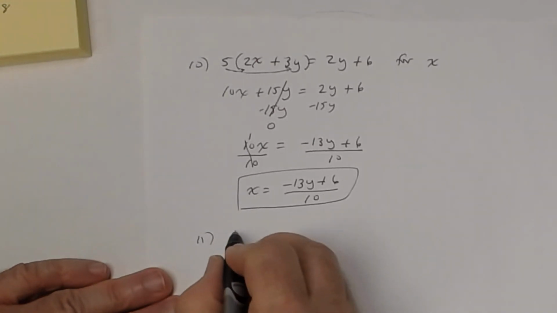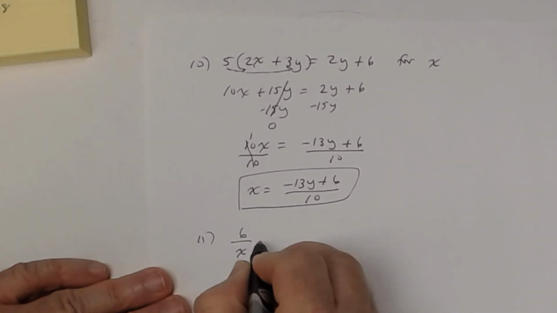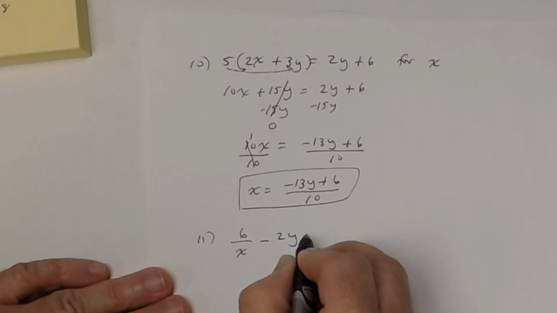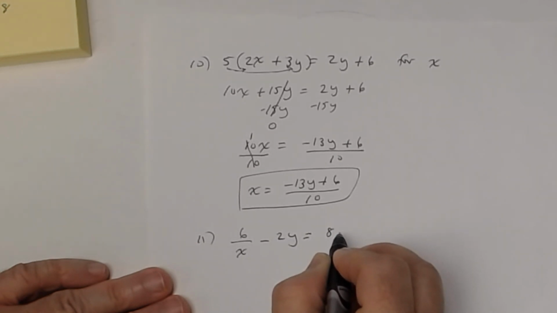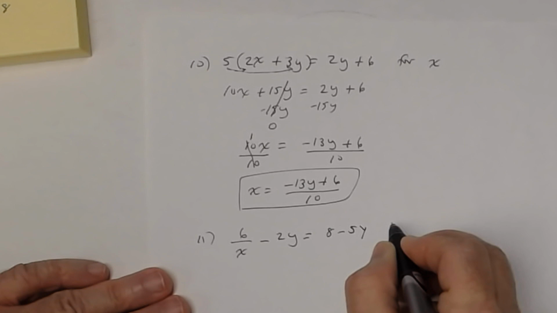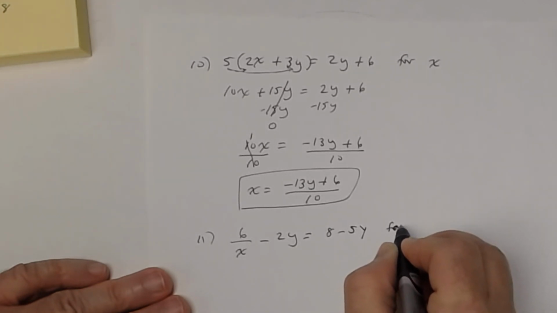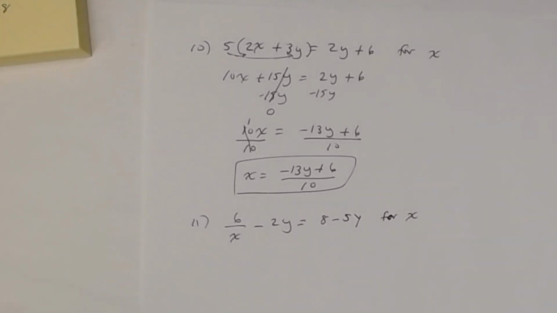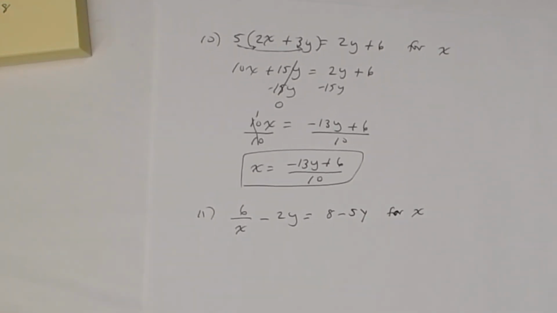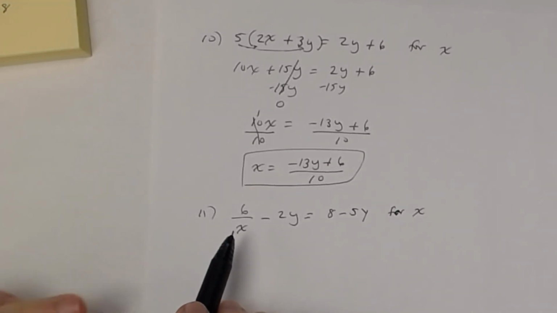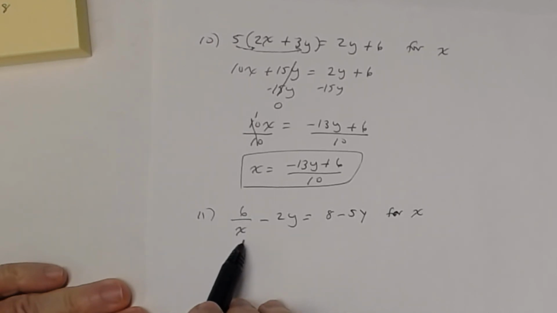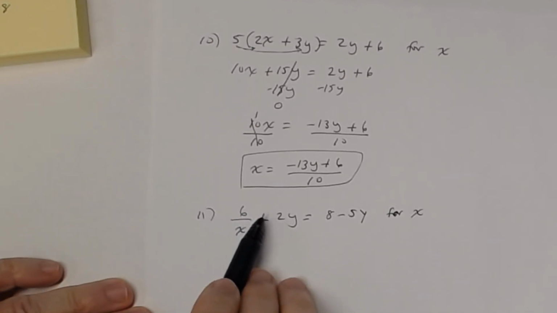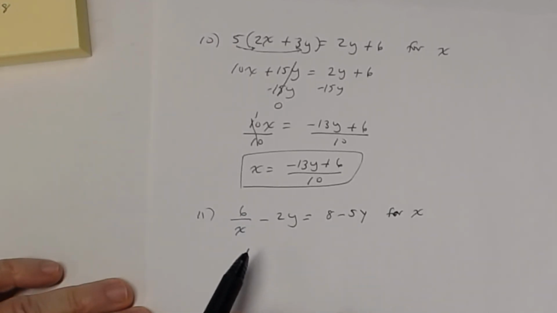So here's number 11. 6 divided by x minus 2y is equal to 8 minus 5y. And let's say you want to solve for x in this one. So if you think about this, and this is going to be a little bit more difficult to deal with, but we can do this. Notice that this is the only term that involves the variable x. Every other term does not have the variable x.